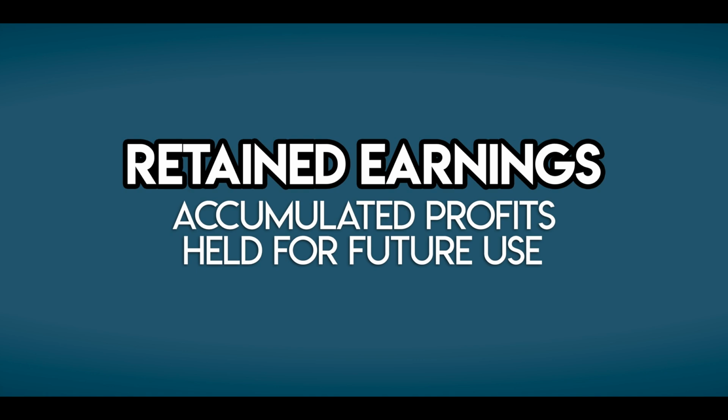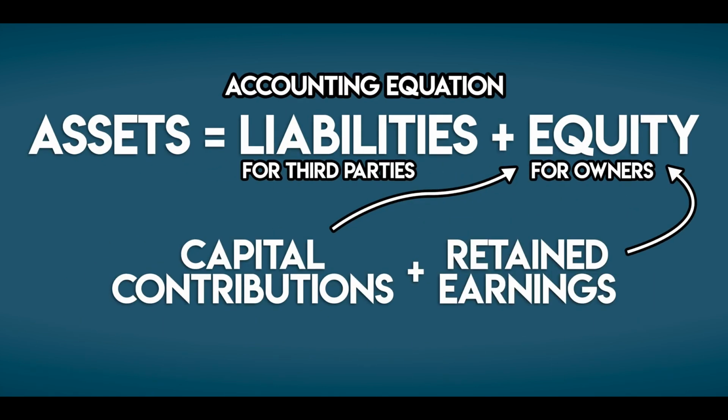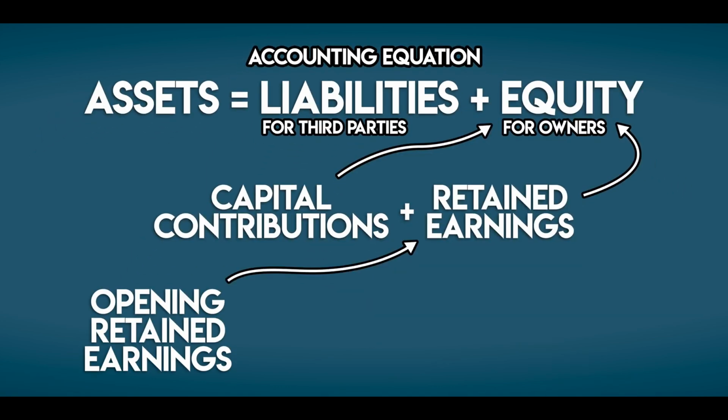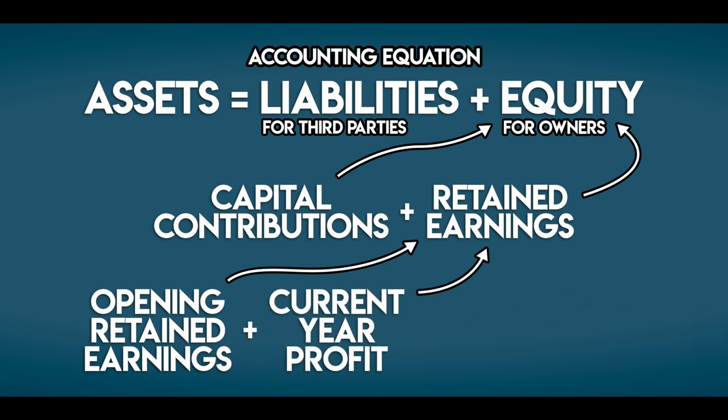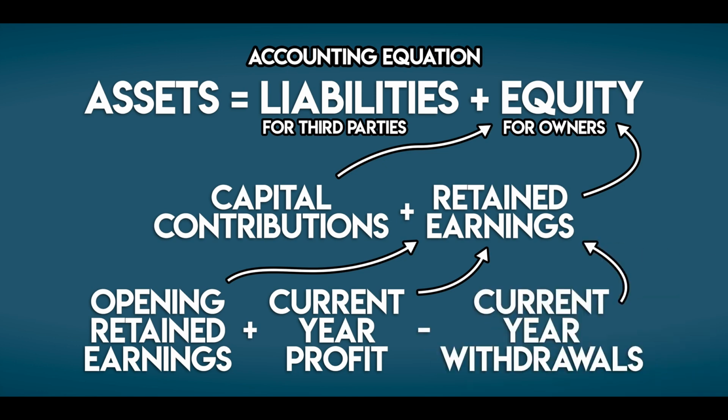This is what's left over after we add up all of the profits that the business has generated and take away what's been withdrawn by the owners. And that looks a little something like this. Retained earnings are made up of opening retained earnings, which is last year's retained earnings carried forward into the start of this year, plus current year profits, which is the difference between revenues and expenses, minus current year withdrawals, the profit distributions to the owners or shareholders of the business, which I'm pretty sure you've heard of. We often call them dividends.